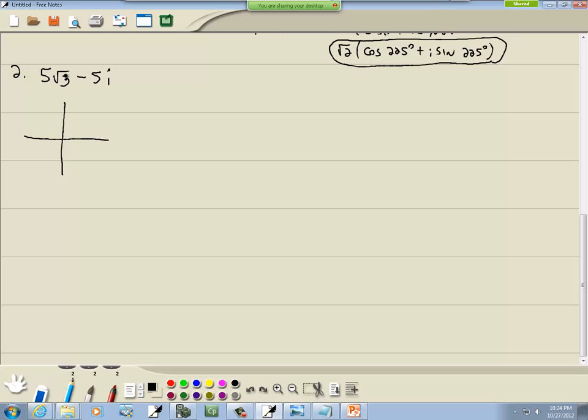But this is like 1 point something, say 6. So I go about 6 here, and then negative 5. Maybe somewhere right here. So let's say this is 5 square root of 3, and this is negative 5. So again, my real part, and then my imaginary part. And that'll give us our point.